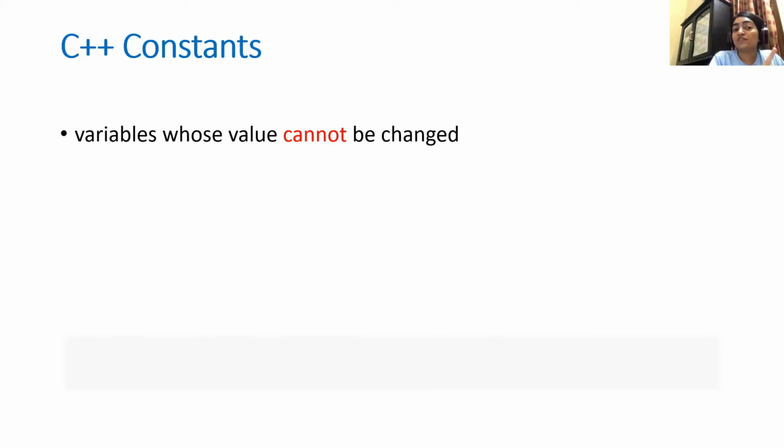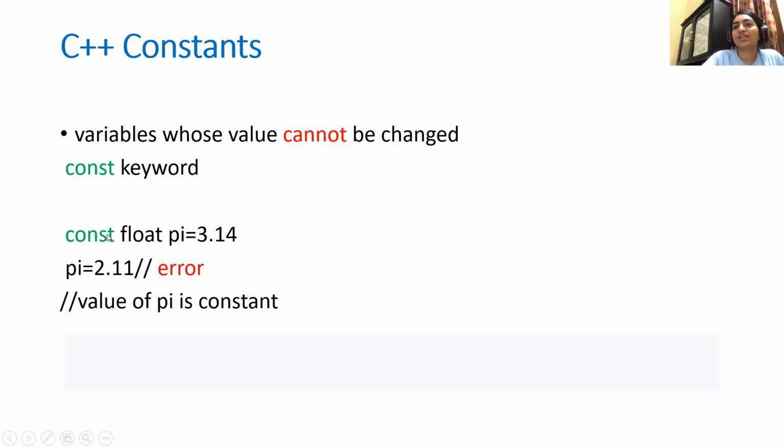Once you have assigned them, if you try to change them, the compiler will give you an error. So you should never change them. And how will you identify whether a variable is constant? Using this const keyword. And here is a sample syntax. Here I have declared a variable pi, which is a float data type. Now, what is this float data type?